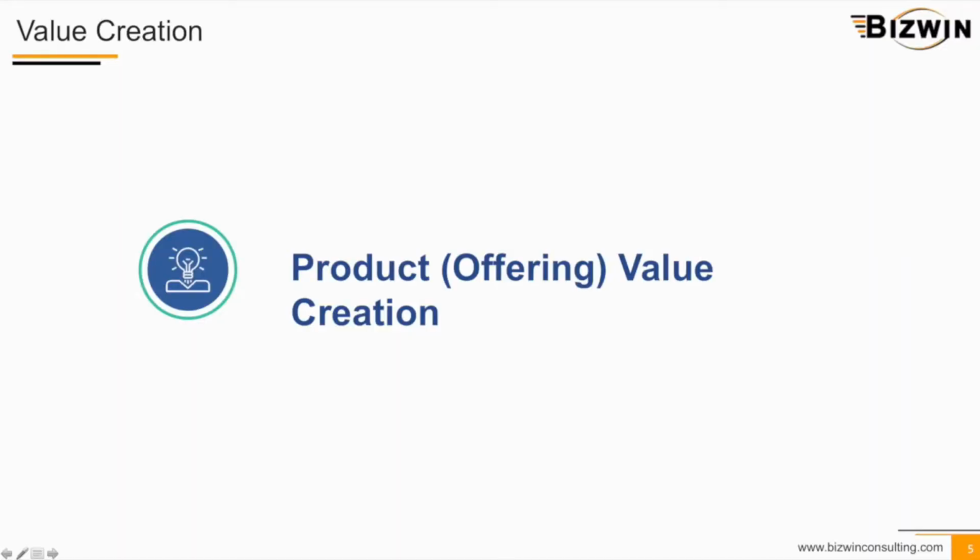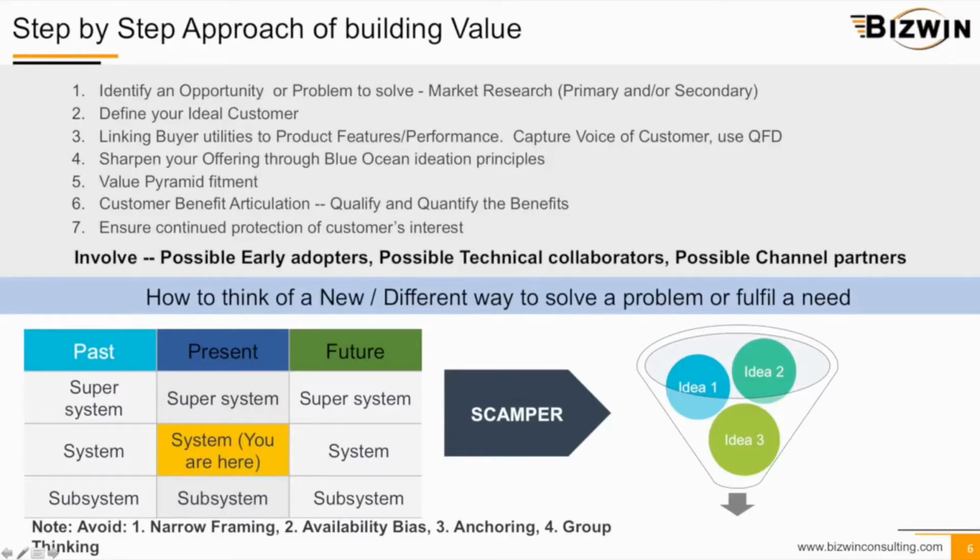So now we are going to move into how we create this value. There are certain step-by-step approaches. Here we have outlined 7 steps and we will go into the details one by one. Let me first mention what the 7 steps are. Number 1 is identify an opportunity or problem to solve.